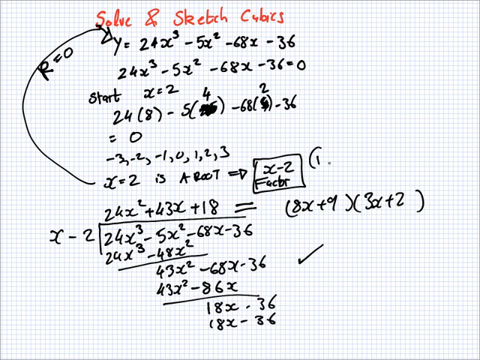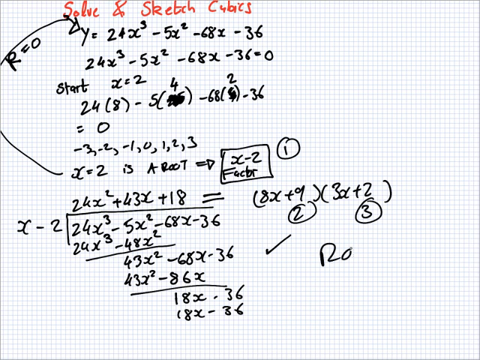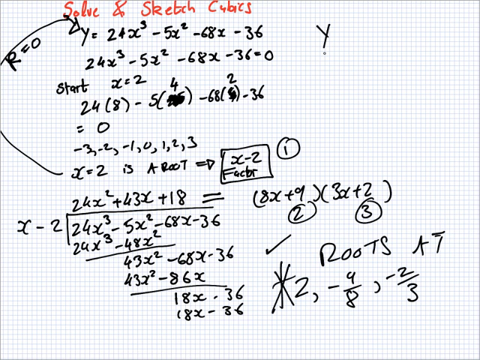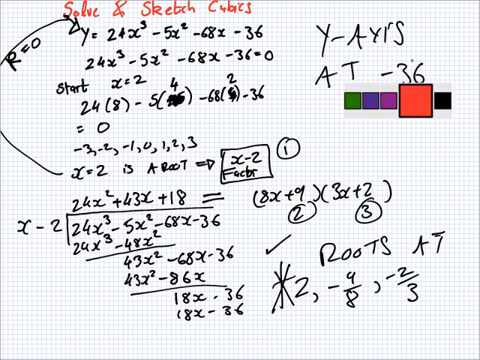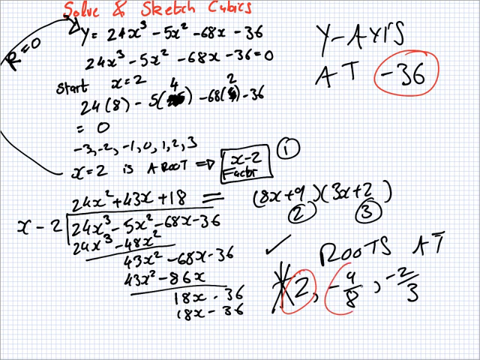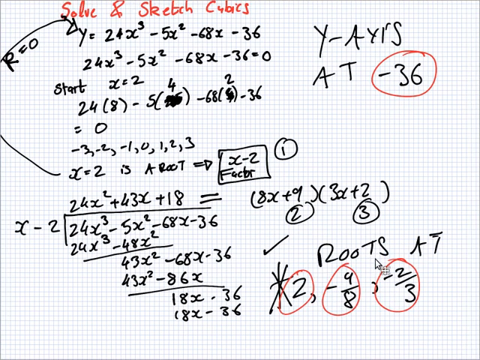Wonderful. So I have 1, 2, 3 factors. So what are the 3 roots? The roots are at 2, minus 9 over 8, and minus 2 over 3. Okay? And there's the roots. And where does it intersect the y-axis? The y-axis at what point? Minus 36. Okay? So you have 1, 2, 3, 4 points for your cubic. So you can easily draw it.